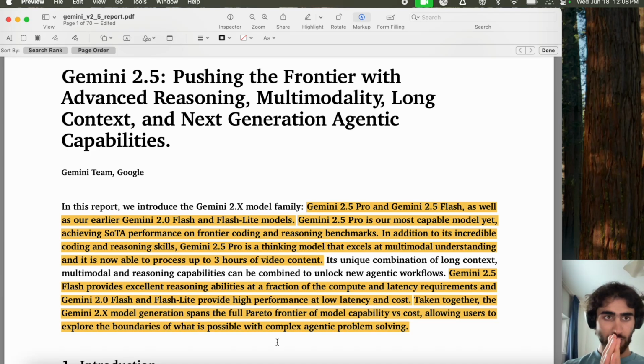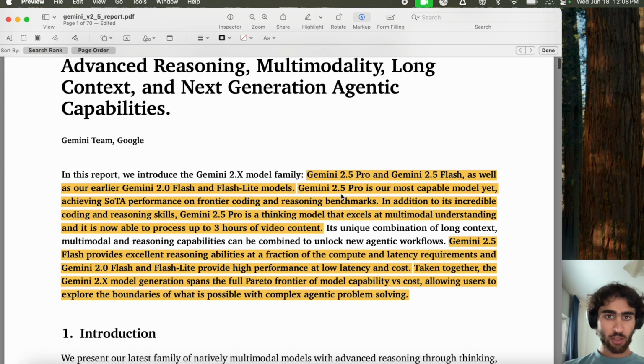I'm excited to present to you the Gemini 2.5 technical report, which came out yesterday on June 17th. So to quickly highlight their abstract, they say that 2.5 Pro and 2.5 Flash are what they will focus on mainly. And they also talk about some features of the 2.0 series models. And of course, Gemini 2.5 is their most capable model.